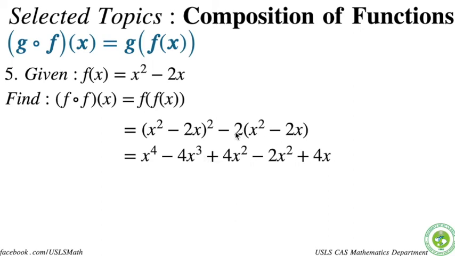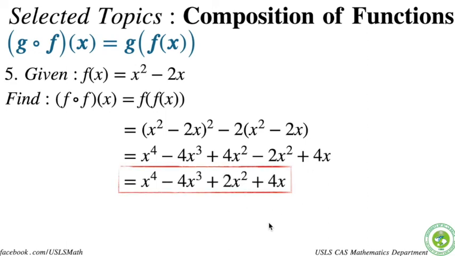And then distribute this negative 2 to both parts of the binomial here. So that's negative 2x squared. That's going to become positive 4x, because they're both negative, double negative becomes positive. And then combine like terms. There's no like term for x to the fourth. There's no like term for x cubed, but there is a like term for x squared, and that is just beside it. So 4x squared minus 2x squared is going to give us 2x squared, and then copy the 4x, and then yeah, that will be our answer then.